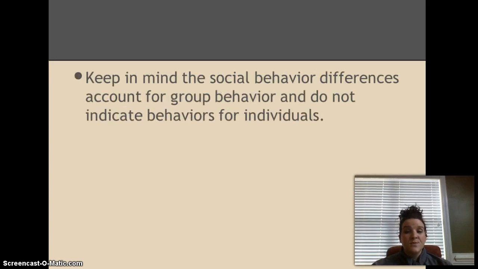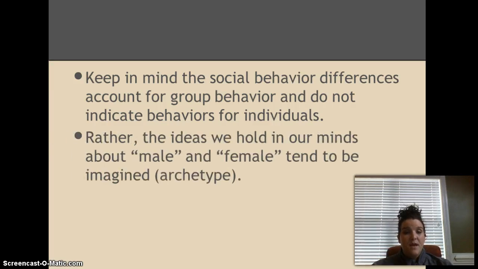Keep in mind that social behavior differences account for group behavior and do not indicate behaviors for individuals. I'm not speaking to you necessarily as an individual. You may be like, this is not me, or you may look at that list and say, that doesn't apply to me, and it may not. What we are looking at is when we look at females and males as a group.